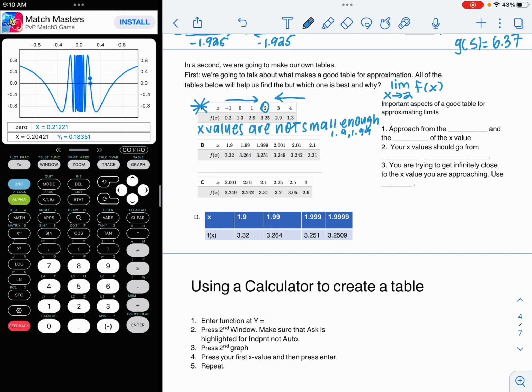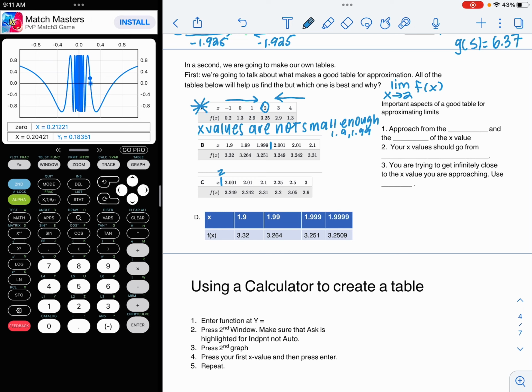The next one, we have small enough x values. If you look, we have 1.9, 1.99. This is where 2 would go. Everything really just looks good with this one, so I'll come back to this. Maybe this is our answer. C is our next one, so 2 would be right here, and then the x values are 2.001, 2.01, 2.1, 2.25, 2.53. So there is a problem with this.